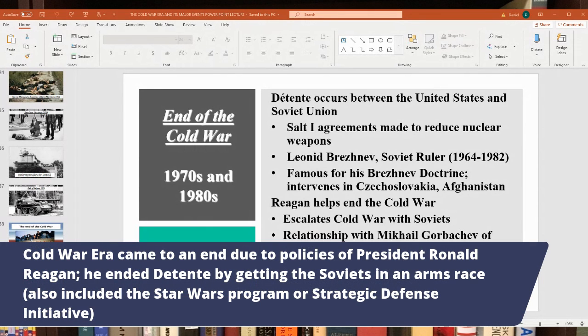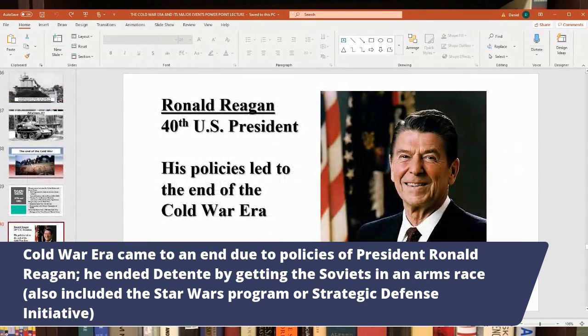Like I said, Ronald Reagan was one of the main individuals that really helped to end the Cold War. Reagan was the 40th president of the United States, and his policies really helped to end the Cold War overall. And he stopped doing détente, because it wasn't working, and instead sought to defeat them. Reagan was the one that called the Soviet Union the evil empire, and said it needed to be crushed. And so he did this in different ways.